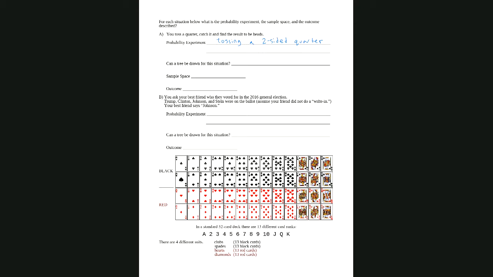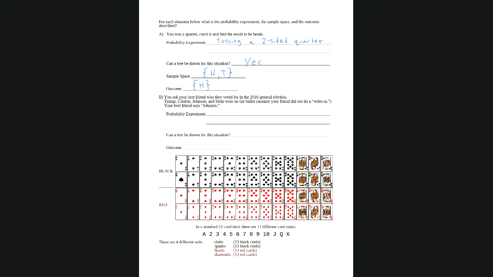Can a tree be drawn for this situation? Yes, it can, because the outcomes, heads and tails, would be equally likely. So the sample space would be that set of outcomes, heads and tails. But the outcome that was described was heads.